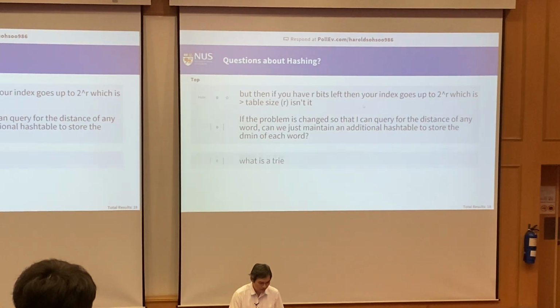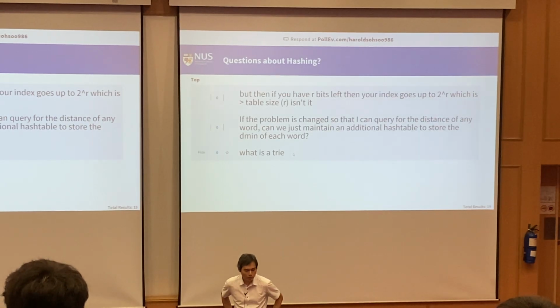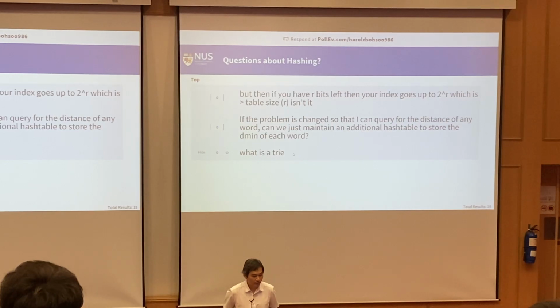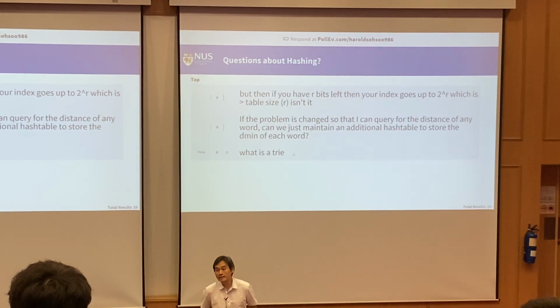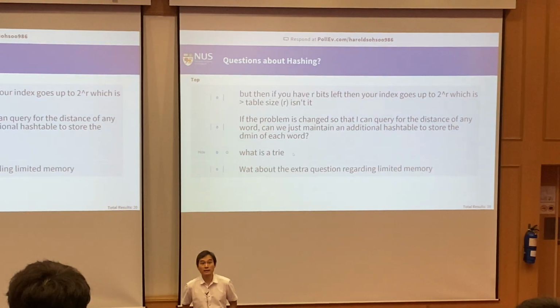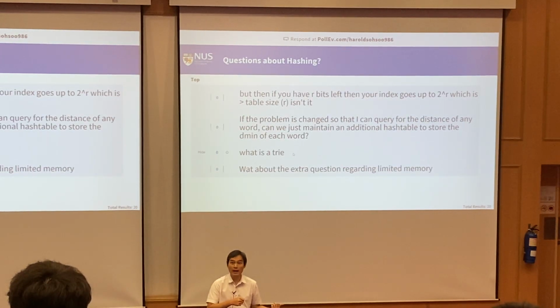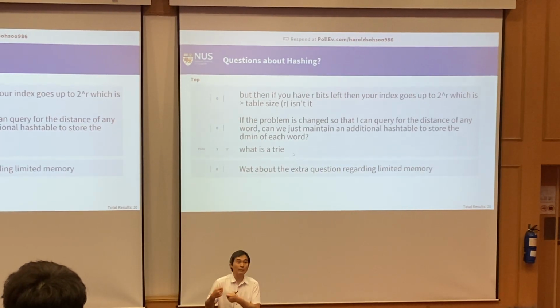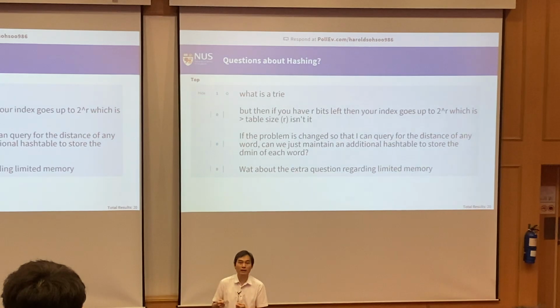So this is from the previous one, right? I'll check it out later. Okay, if the problem is changed so that I can query for the distance for any word, can we just maintain an additional hash table to store the distance for each word? Well, to update your distance estimate, you need to know the index as well. So when you do a lookup back, you need to know where was the last seen repeated word. So if you don't have that, you cannot update your distance.